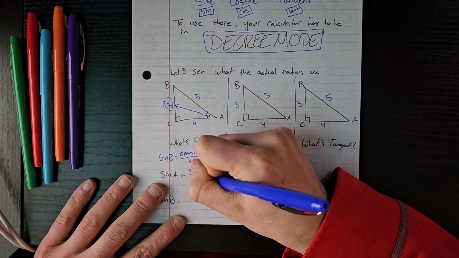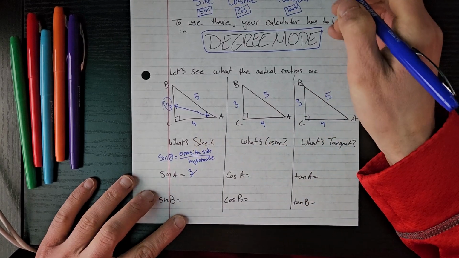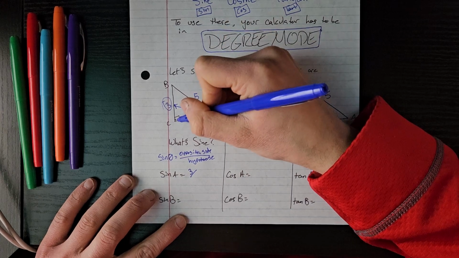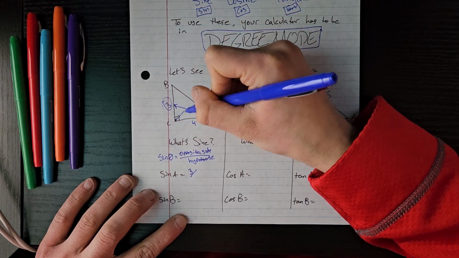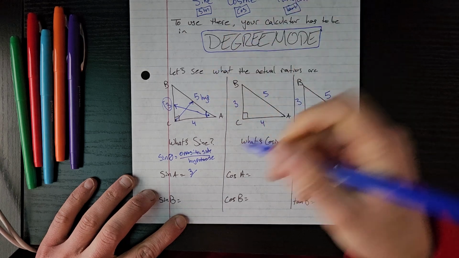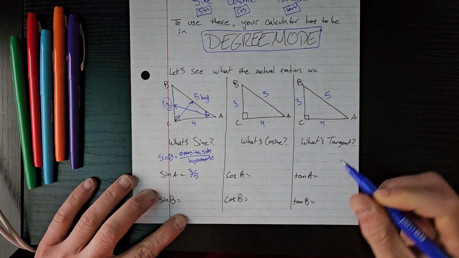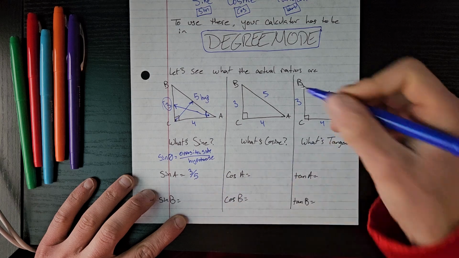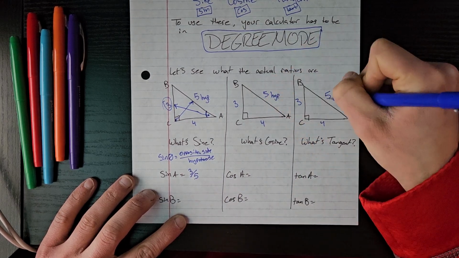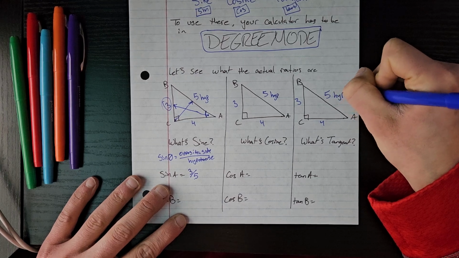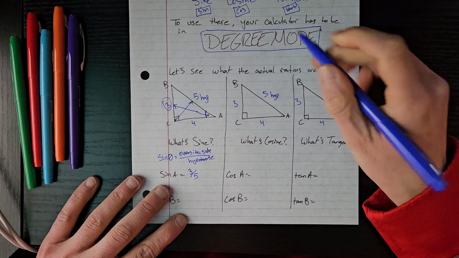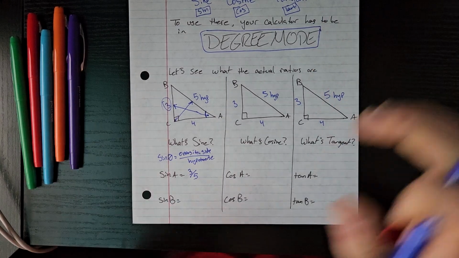So that means my opposite side is going to be 3. And I can put that over the hypotenuse. Our hypotenuse is the side opposite of this right angle. In our case, it's 5. So the hypotenuse is 5. So that means sine of A is 3 over 5. I'm going to state that the hypotenuse is 5 for each one, because this triangle is the same. The hypotenuse is always opposite of that right angle. So there you go.